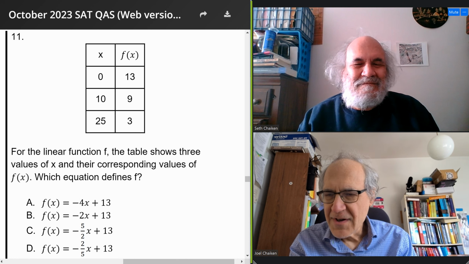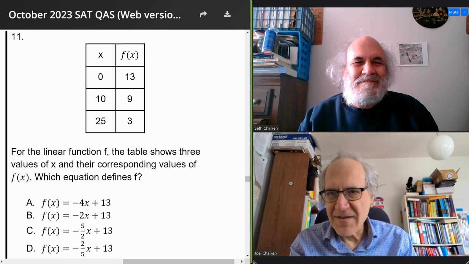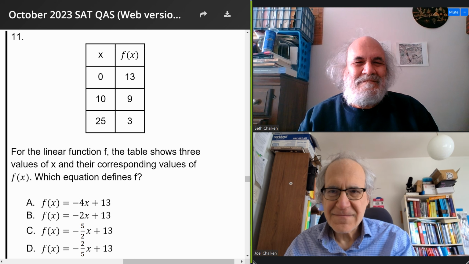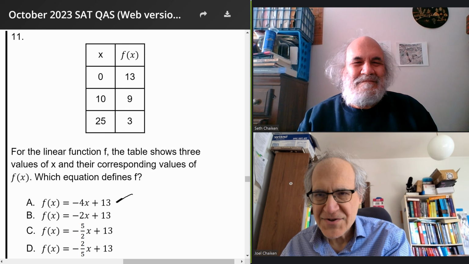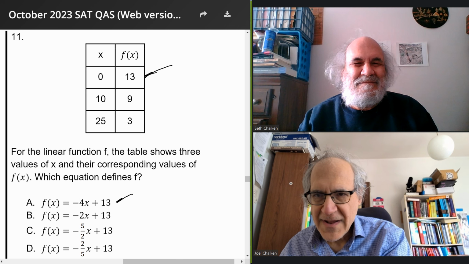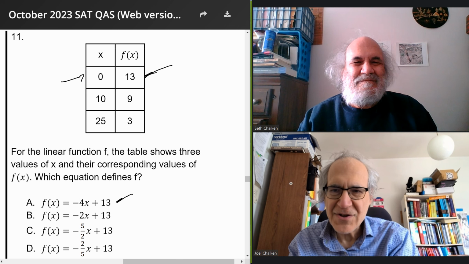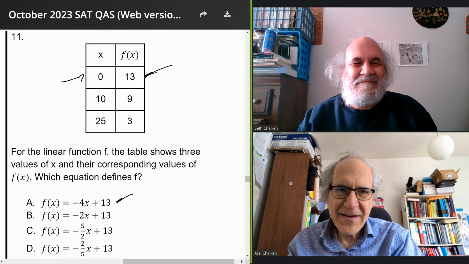Okay, here we go. For the linear function, the table shows three values of x and their corresponding values of f of x, which is the output of the function. Which equation defines f? Well, the first thing is all of them have a plus 13. So it's clear that it's plus 13 because when x is 0, the output's going to be 13. So that doesn't give us any information.